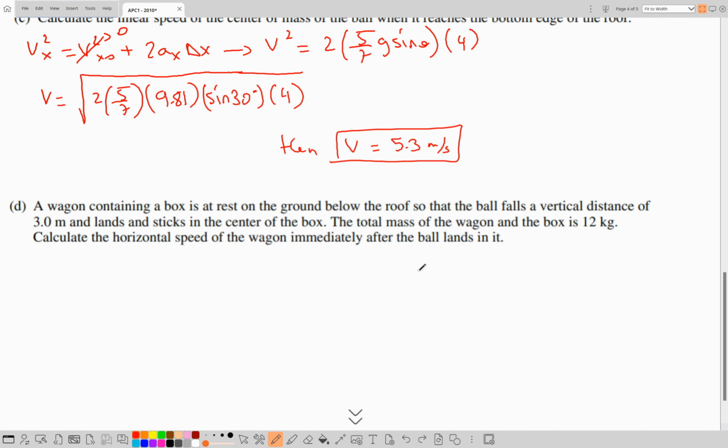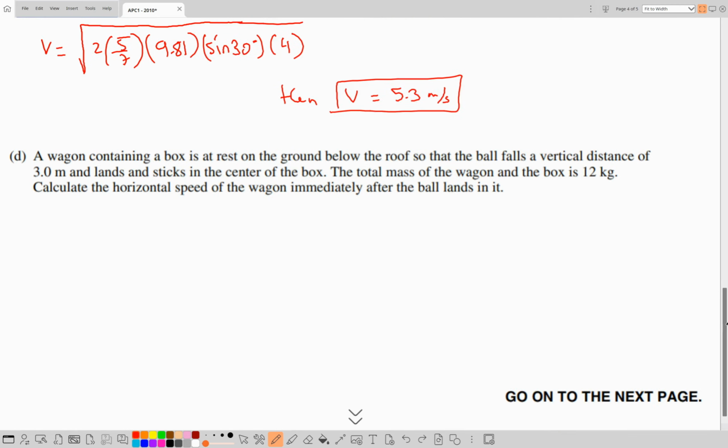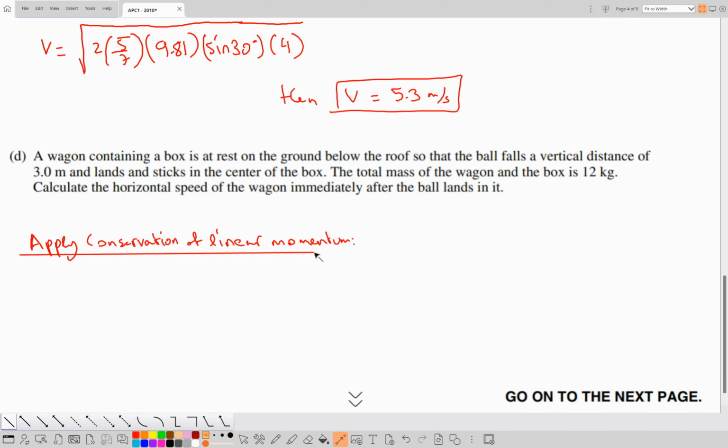After the sphere sticks to the wagon and the box, we need to calculate the horizontal speed of the wagon immediately after the ball lands in it. So immediately after the ball lands in it, we're talking about collision and the conservation of linear momentum. And here let me apply conservation of linear momentum, which states P initial is equal to P final.